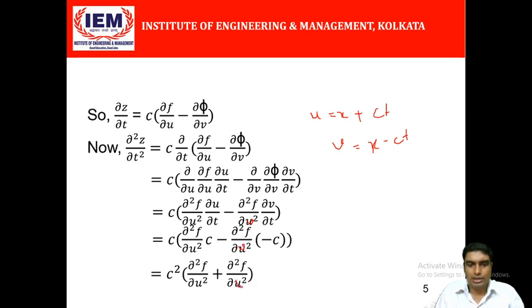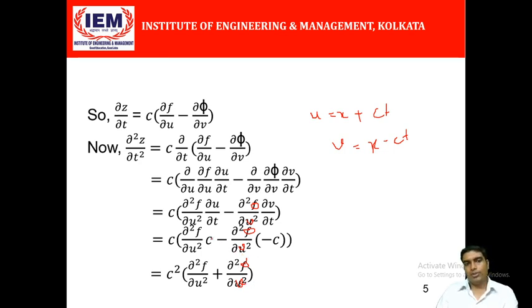So ultimately I'll get c² ∂²f/∂u² plus ∂²φ/∂v². So I found ∂²z/∂t² in the form of ∂²f/∂u² and ∂²φ/∂v².